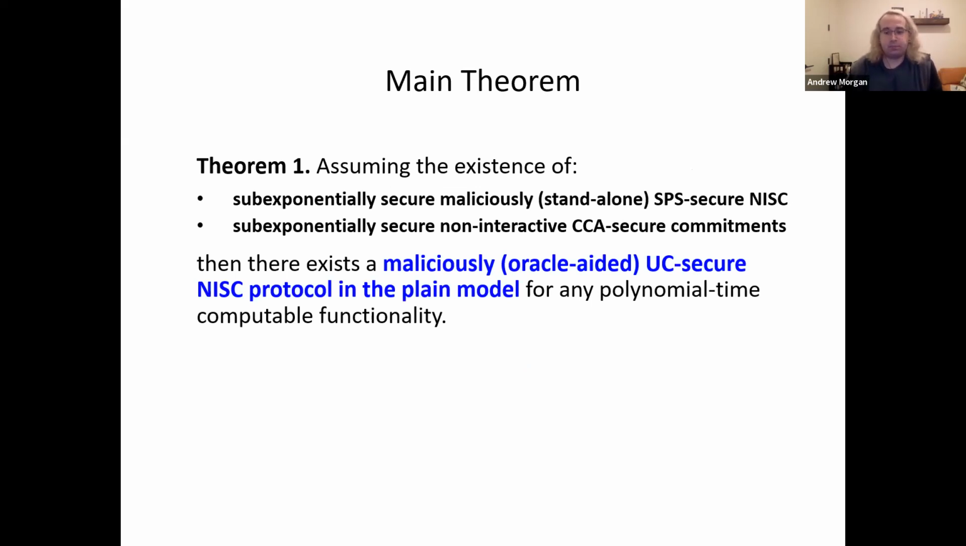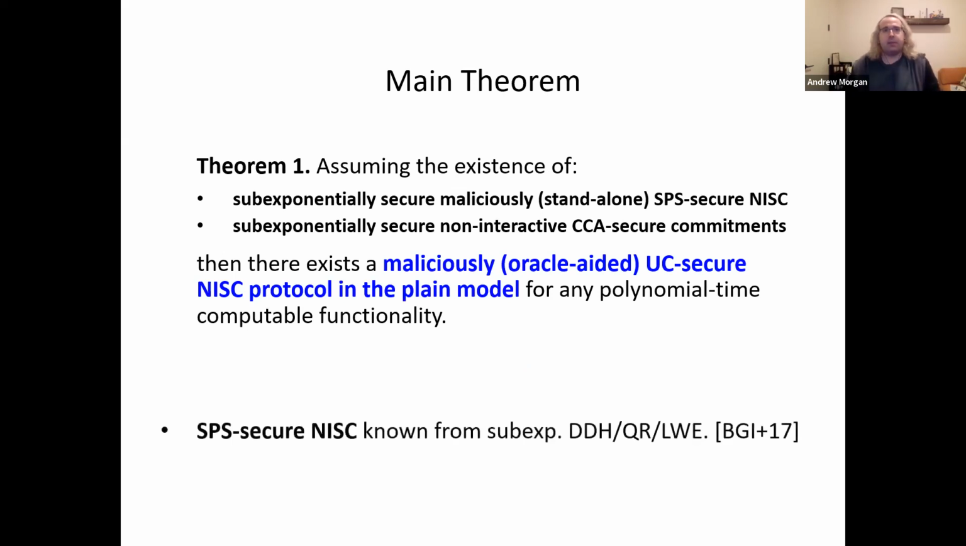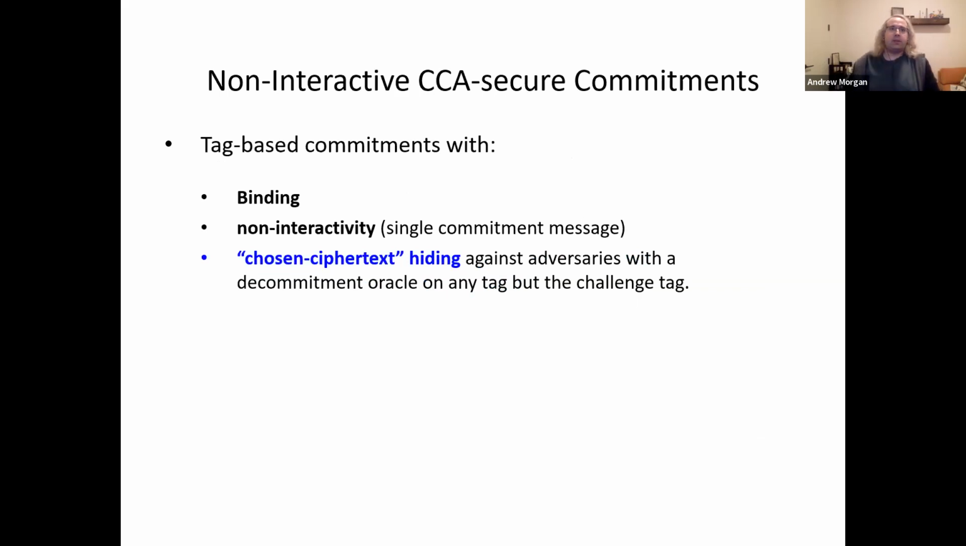Concerning the realizability of the assumptions, the standalone SPS secure NISC is, as I've mentioned, well known from sub-exponential versions of standard assumptions. Non-interactive CCA secure commitments, on the other hand, are considerably more involved, and I'll turn to a brief discussion of those now. So these are tag-based commitments, which are non-interactive in that committing to a value requires a single commitment algorithm rather than an interactive process.